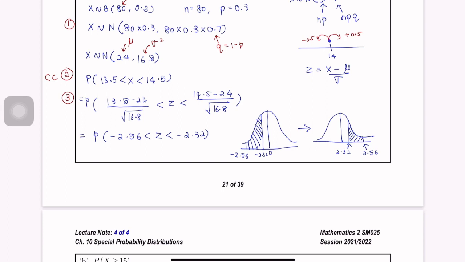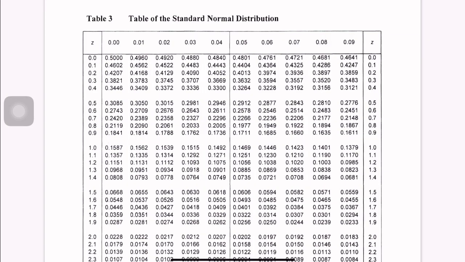Just remember what you have learned in the previous video on normal distribution. So we have probability Z greater than 2.32 minus probability Z greater than 2.56. Why do we need to change it to a greater sign? Because the normal table only gives greater sign or greater equal sign.